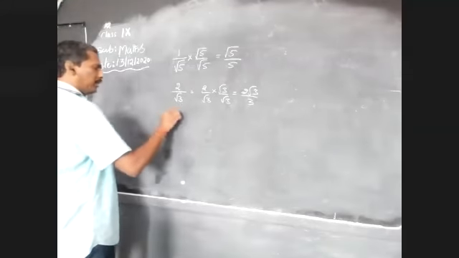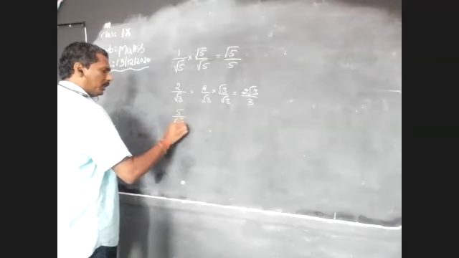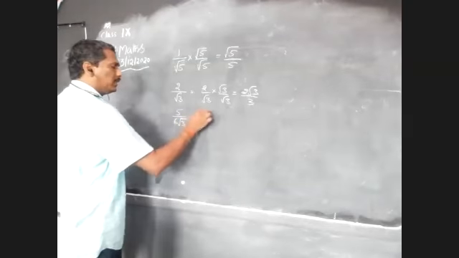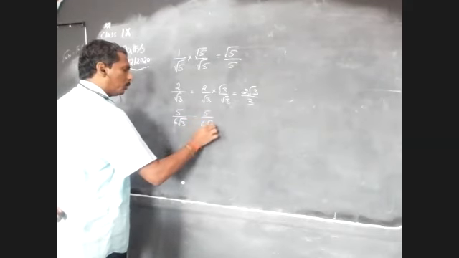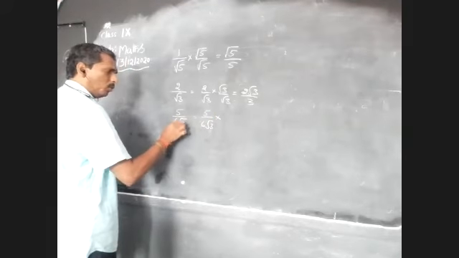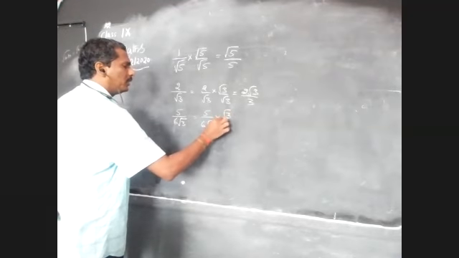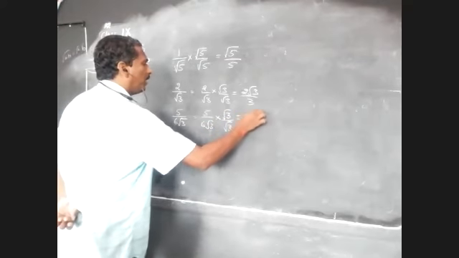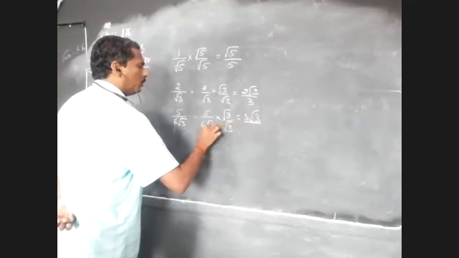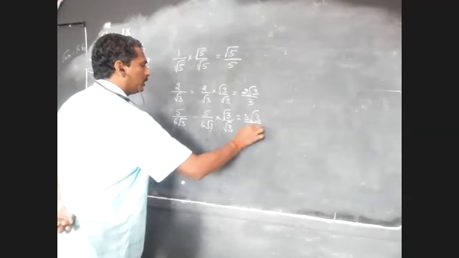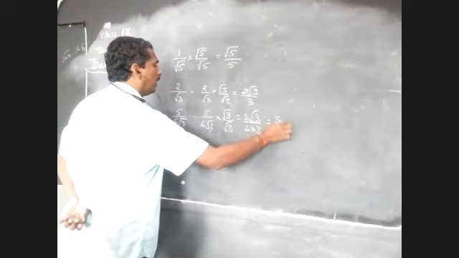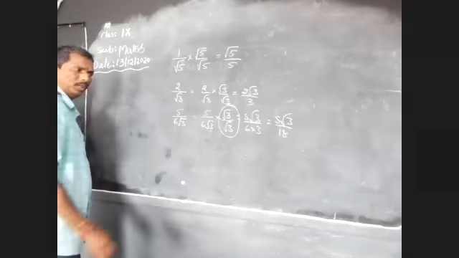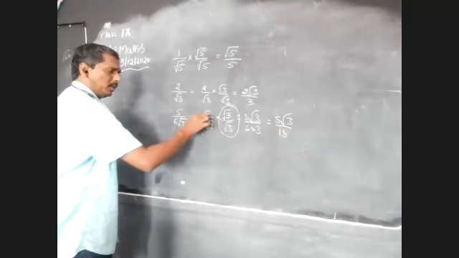Suppose it is given like this: 5 by 6 root 3. Rationalizing the denominator, what is the number there? Root 3. So you multiply and divide numerator and denominator with root 3 only. 5 into root 3 is 5 root 3. 6 into root 3 into root 3 is 6 into 3, so that is 5 root 3 by 18. The rationalizing factor in this part is root 3.